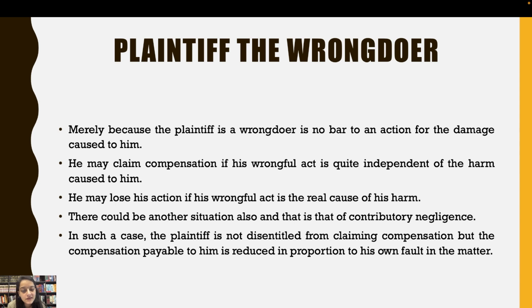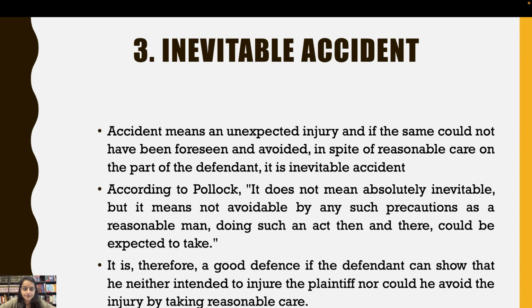There could be another situation also, and that is that of contributory negligence. What is contributory negligence? Both the plaintiff and the defendant were contributors in the negligent act which happened. In such a case, the plaintiff is not prevented from claiming compensation, but the compensation payable to him is reduced in proportion to his own fault in the matter. So compensation payable to him will be reduced.